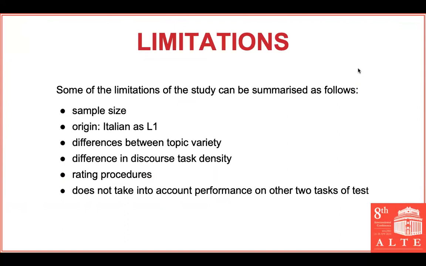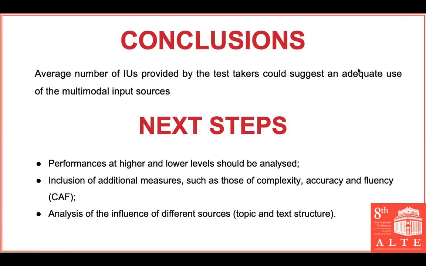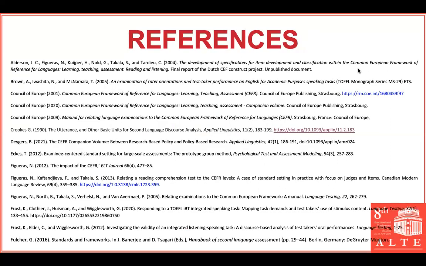As a smaller part of a wider study, there are limitations that should be addressed moving forwards. The size and homogeneity of the population, differences between the topics, and other elements of the test, such as rating, and the fact that the performance analysis is limited to this one task. However, we can tentatively conclude that the average number of idea units provided could suggest an adequate use of the input sources. In future, we would like to analyze performances at different levels, include additional measures such as complexity, accuracy, and fluency in our analysis, and look more closely at the influence of the different sources. Thank you for your attention.